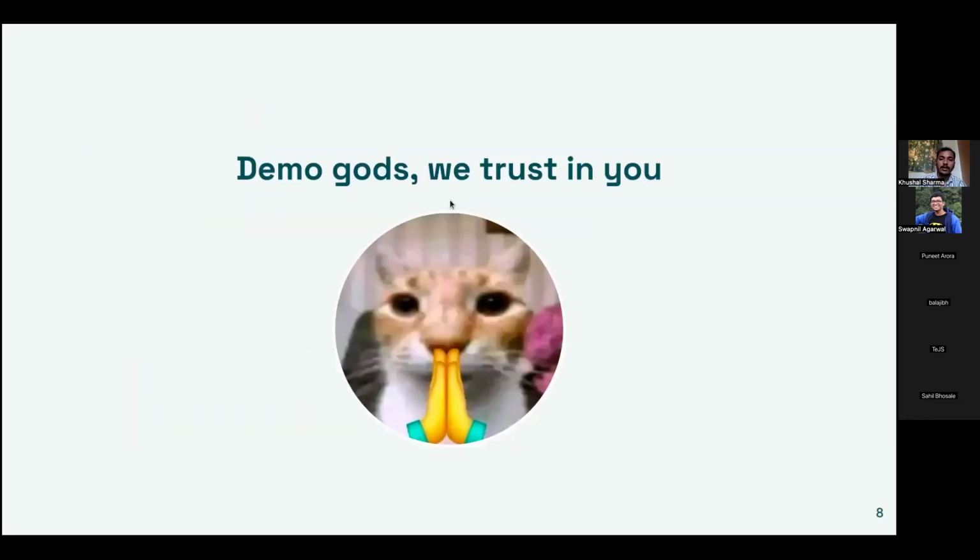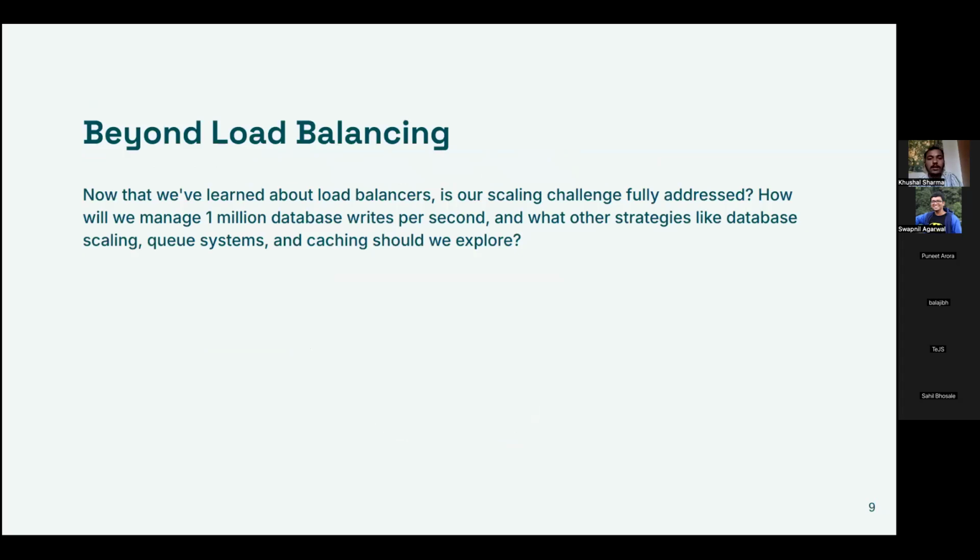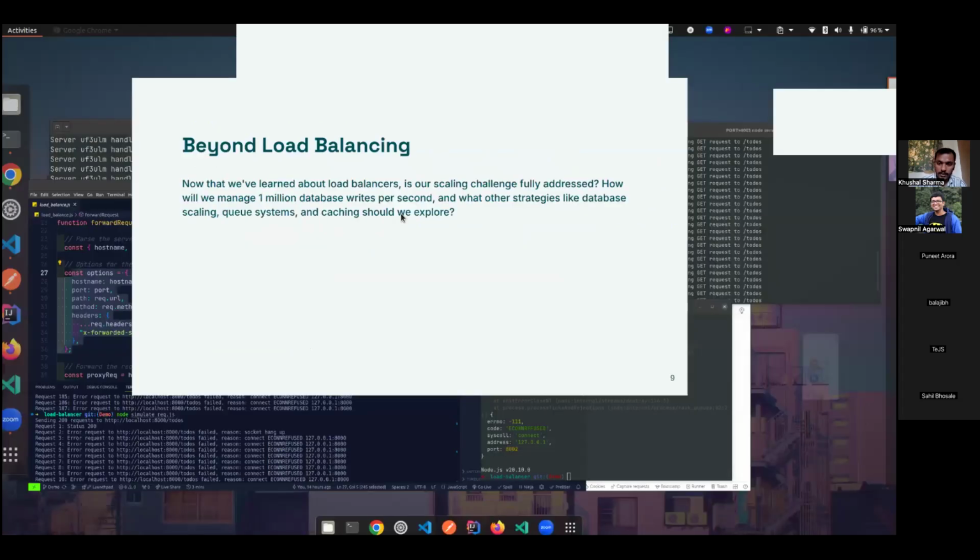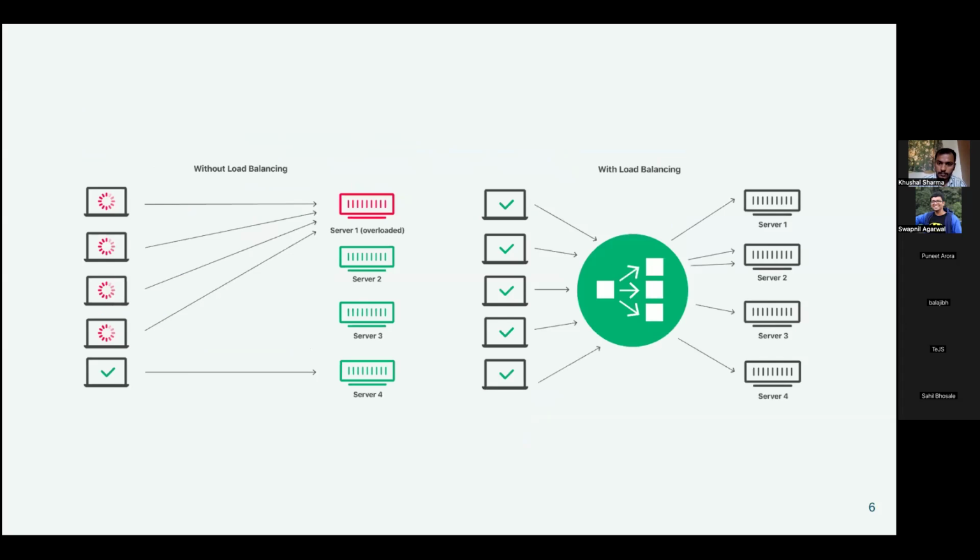But yeah, let's look at the next slide. So now that we have learned load balancing, the question is: are our scaling challenges fully addressed? Even if you have removed the single point of failure and you can manage 1 million requests per second, you'll still have a database and a caching layer. Even if you have multiple servers like this, we'll need a centralized database system, because if all servers have different databases, it won't work, since they need to communicate. So there needs to be a centralized database system as well.